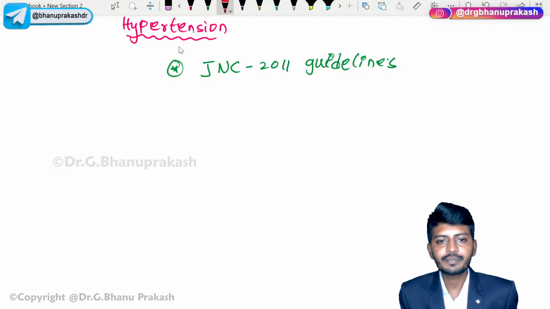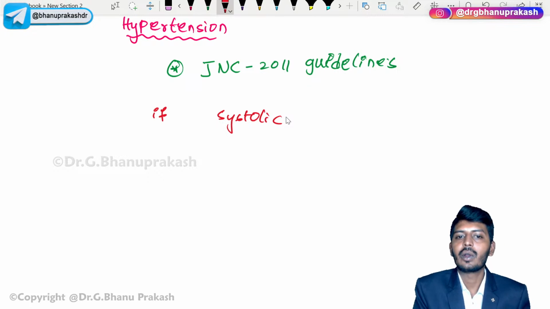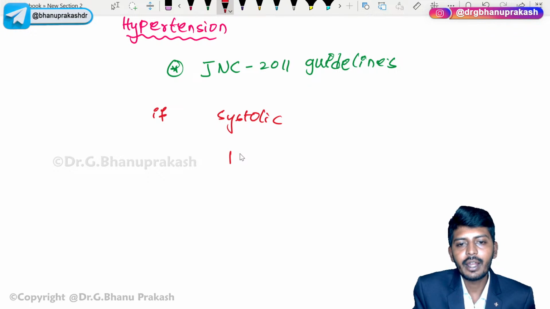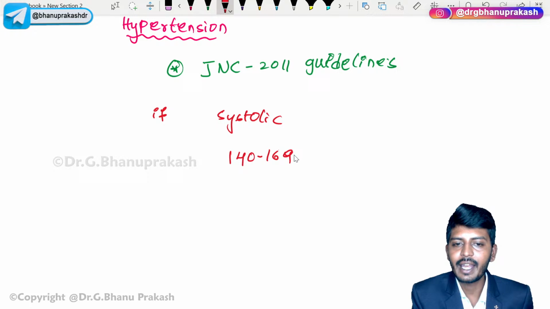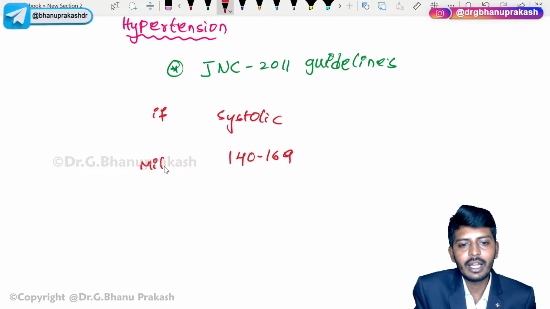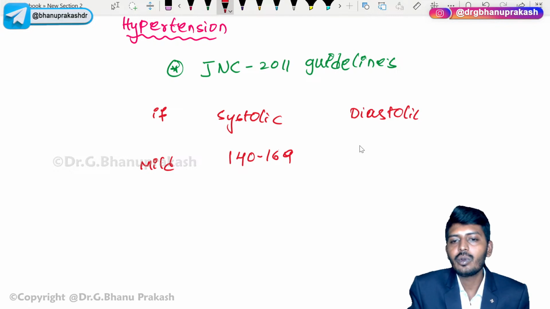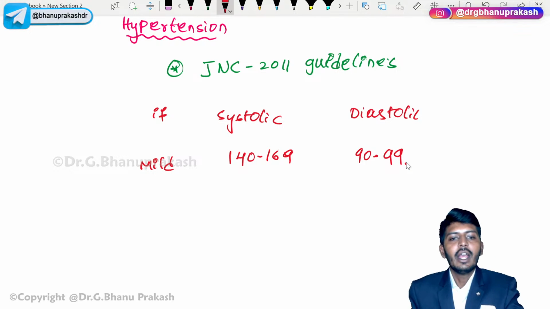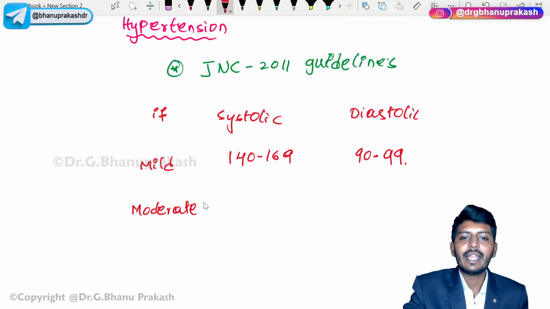Remember, if the systolic is 140 to 169, till what? 140 to 169. This stage of hypertension we will call mild, and diastolic, yes, this is also very important, right? Diastolic from 90 to 99. Okay, 90 to 99. Then we are going to call the next one moderate. Yes, you need to understand.